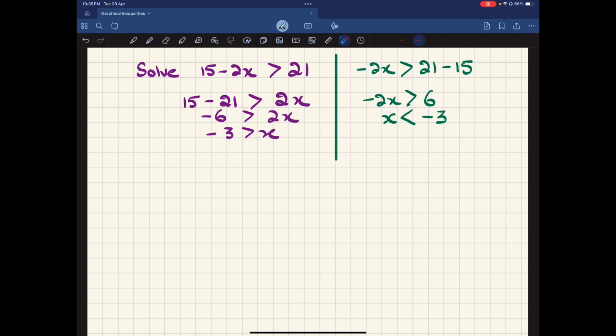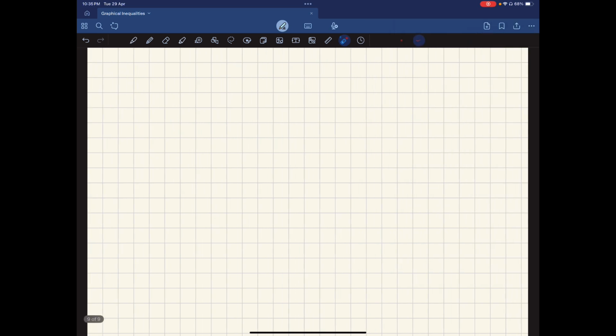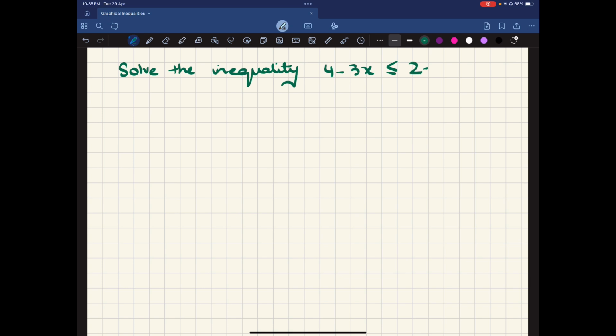Okay, let's do another question. So solve the inequality minus 3x is less than or equal to 2x plus 14. Okay, so what are we going to do? Just like we would in an equation, we're going to bring all the x's to one side and the numbers to one side.